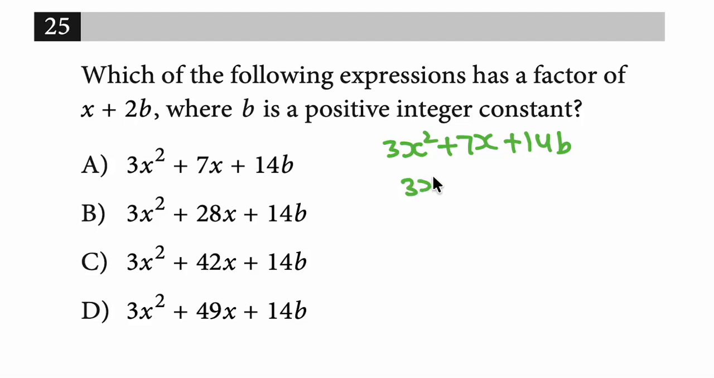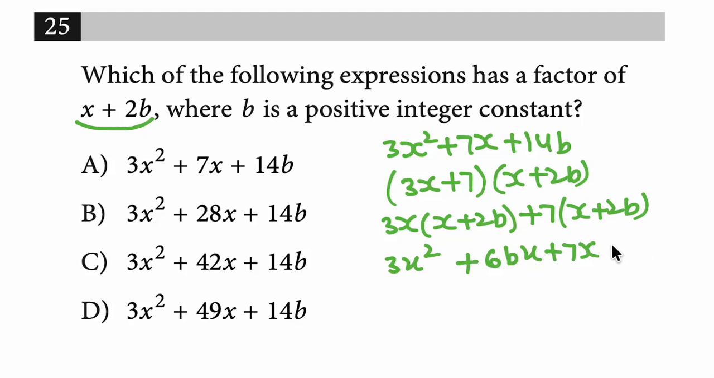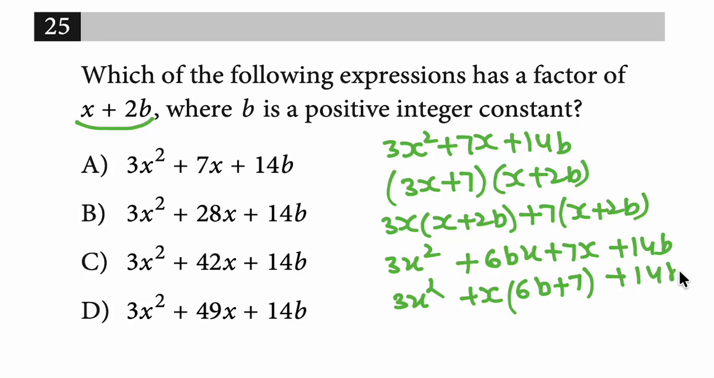And its factors are 3x plus 7 and x plus 2b, right? Okay, now we have to guess the value of b. Now, if I just multiply the two expressions, 3x times x plus 2b, and plus 7 times x plus 2b, so this is 3x squared plus 6bx plus 7x plus 14b. And 3x squared plus, if you take x common, the opposite of the distributive property, plus 7 plus 14b.